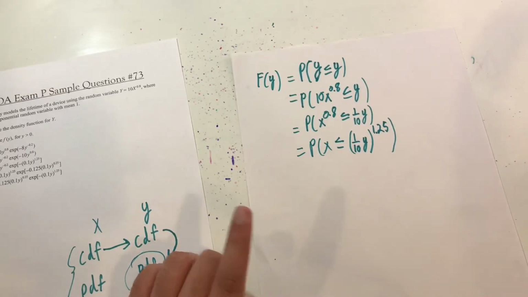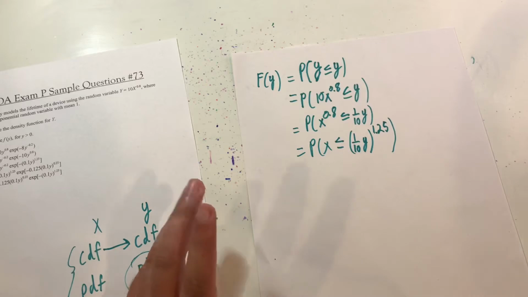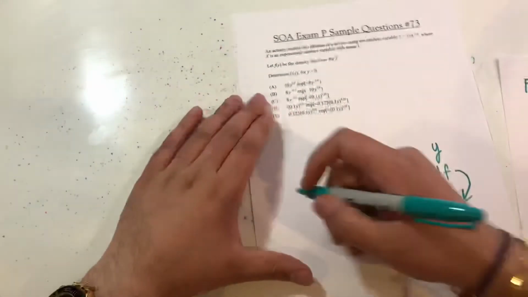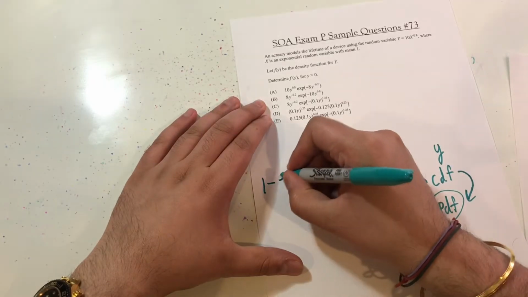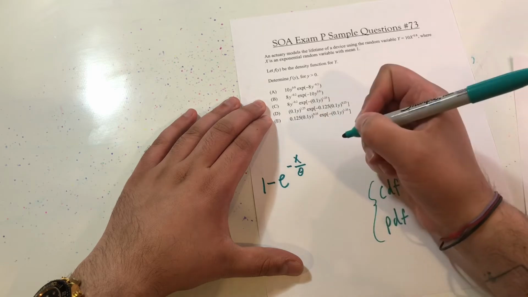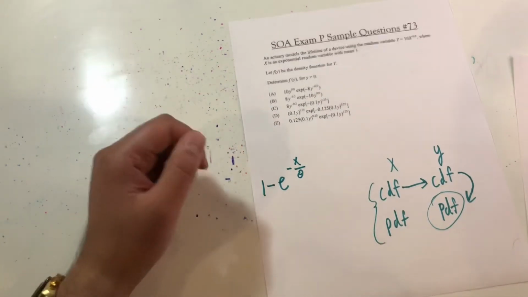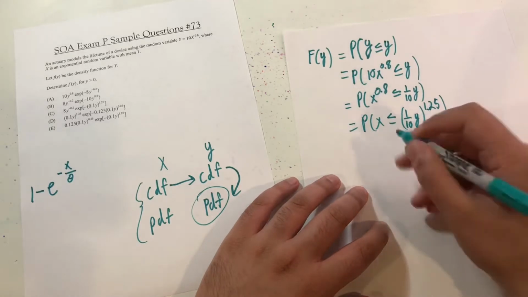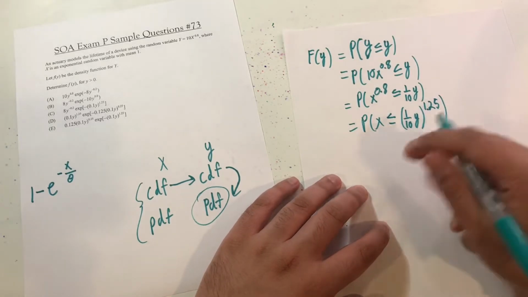Now here's something that you need to have memorized. What is the CDF for an exponential distribution? Well, that is 1 minus e raised to the negative x over theta, where theta is your mean, your expected value. So let's put this in.